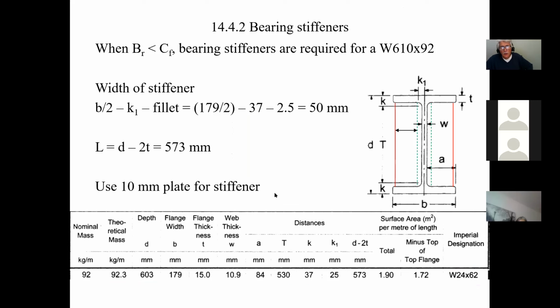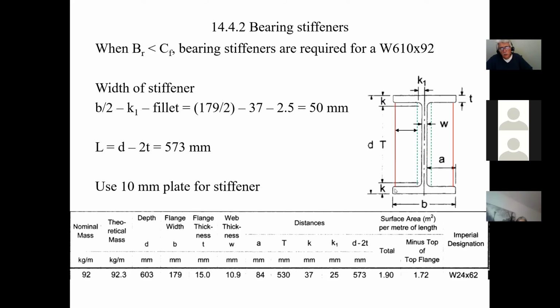And now, as far as BR, this is what happens. So 610 by 92, you have B over 2, right? So in other words, that's the distance from here to here, minus K1, minus the little fillet here. That's going to be the web that's effective to stiffen. That's what they were saying. So therefore here I end up getting 50 millimeters. So I end up getting a 50 millimeter width here for my stiffeners.